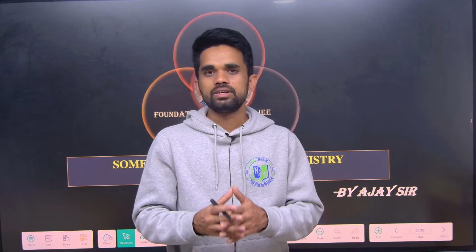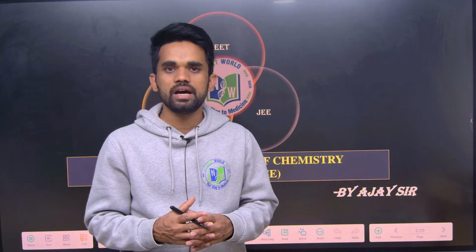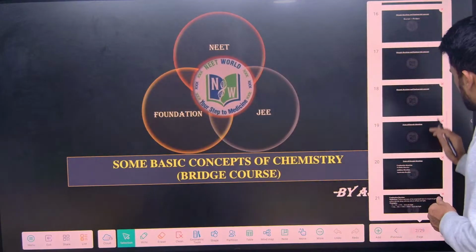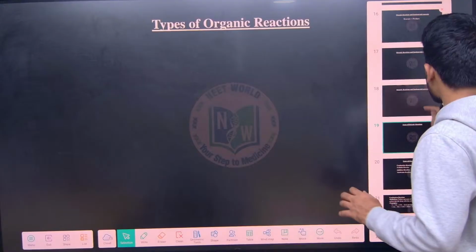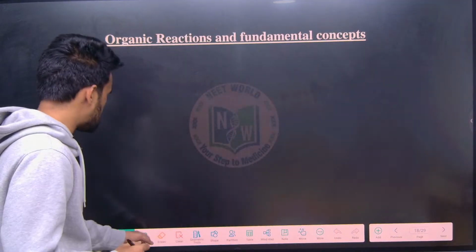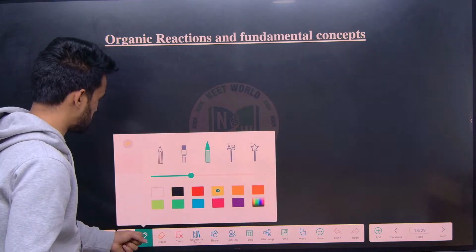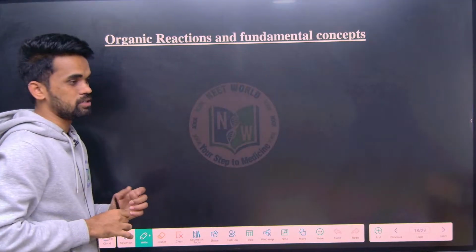Then next, today we will be seeing what are the types of chemical reactions we have. Normally, how a chemical reaction takes place, in the last class also I have given some idea on this. Anyways, I will be explaining here once again, just follow me. See, organic reactions and fundamental concepts here. Okay, let me explain this.